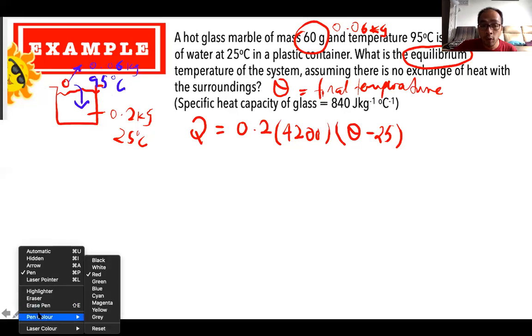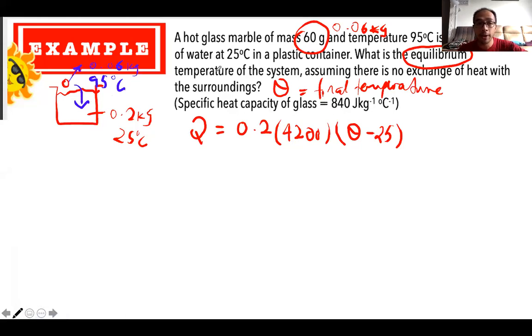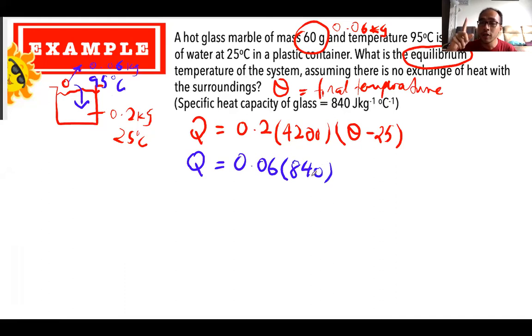Changing my pen to blue color now to talk about the marble. So the energy for the marble will be 0.06 kilograms times the specific heat capacity, which is 840. And this is where the kicker happens. It's going to decrease in temperature. Because it's going to decrease in temperature, we have to write the difference in temperature slightly differently. It has to be 95 minus theta.